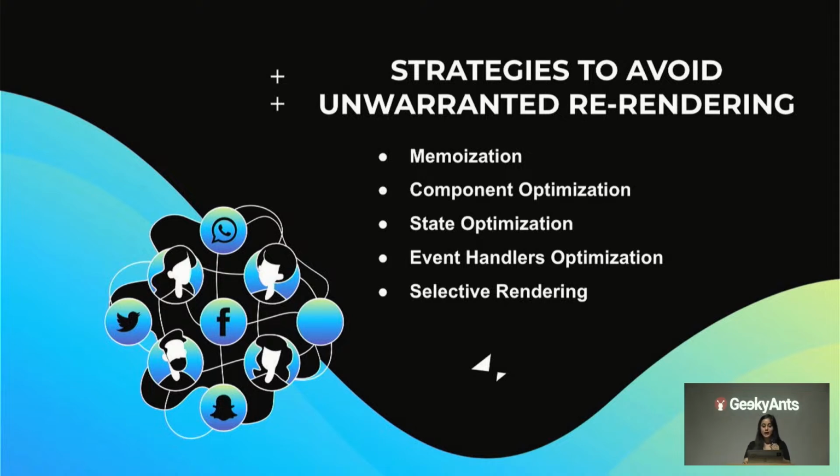Next, we have selective rendering. Selective rendering is basically implementing shouldComponentUpdate or React.memo to selectively render a component based on specific conditions and specific requirements. This was basically similar to what we were trying to achieve previously with the purpose of code splitting with the chunk bundler. We can achieve it using that as well.